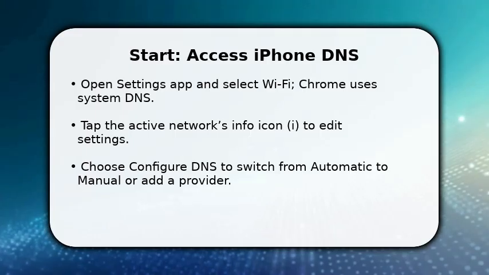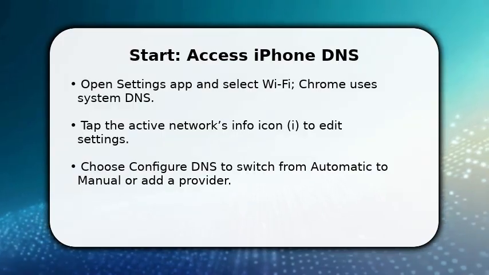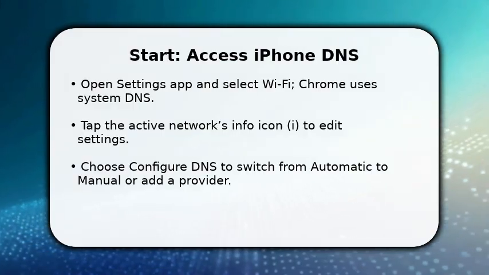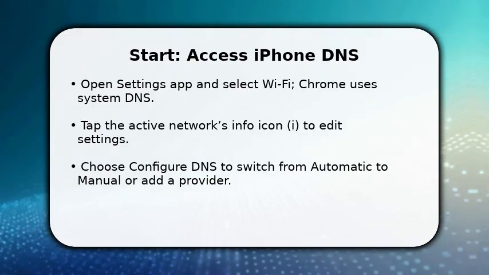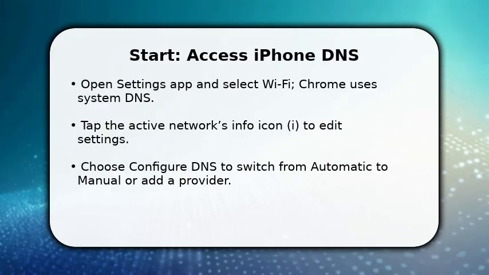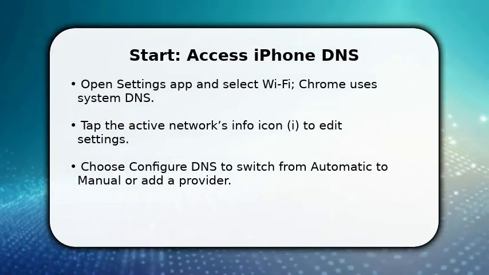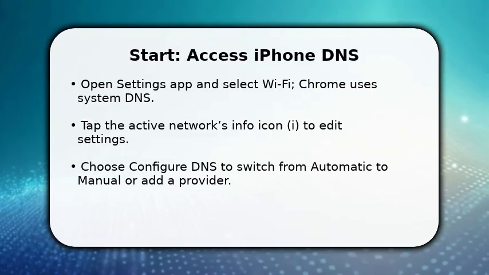You start by changing the system DNS that Chrome on iPhone uses. Open Settings and go to Wi-Fi, then tap the Active Networks info icon. Once there, choose Configure DNS and switch from automatic to manual. That step lets you insert custom IP addresses for DNS servers.